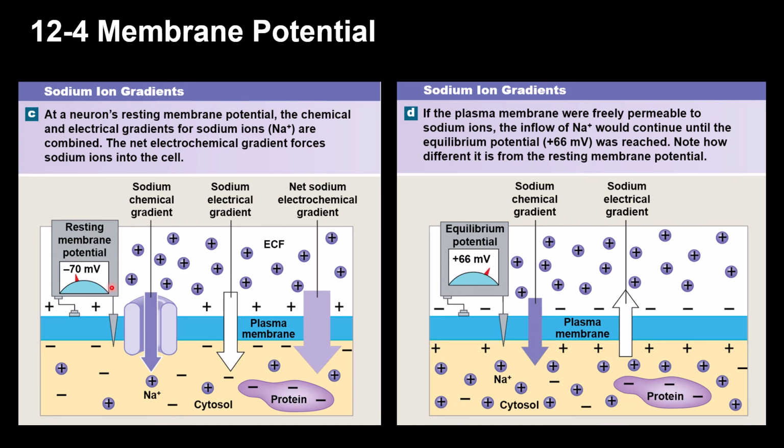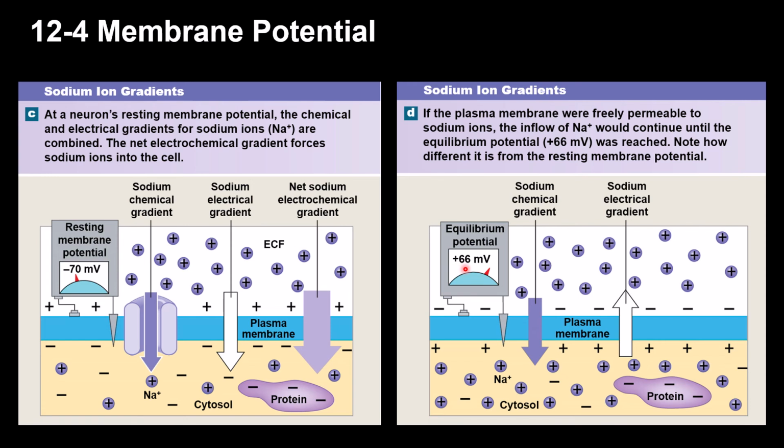Remember, the resting membrane potential, when you have these channels and you have the sodium potassium pump, is negative 70 millivolt. But the equilibrium potential, if you leave the ions to move freely and then it balances out between inside and outside of the cell, becomes positive 66.